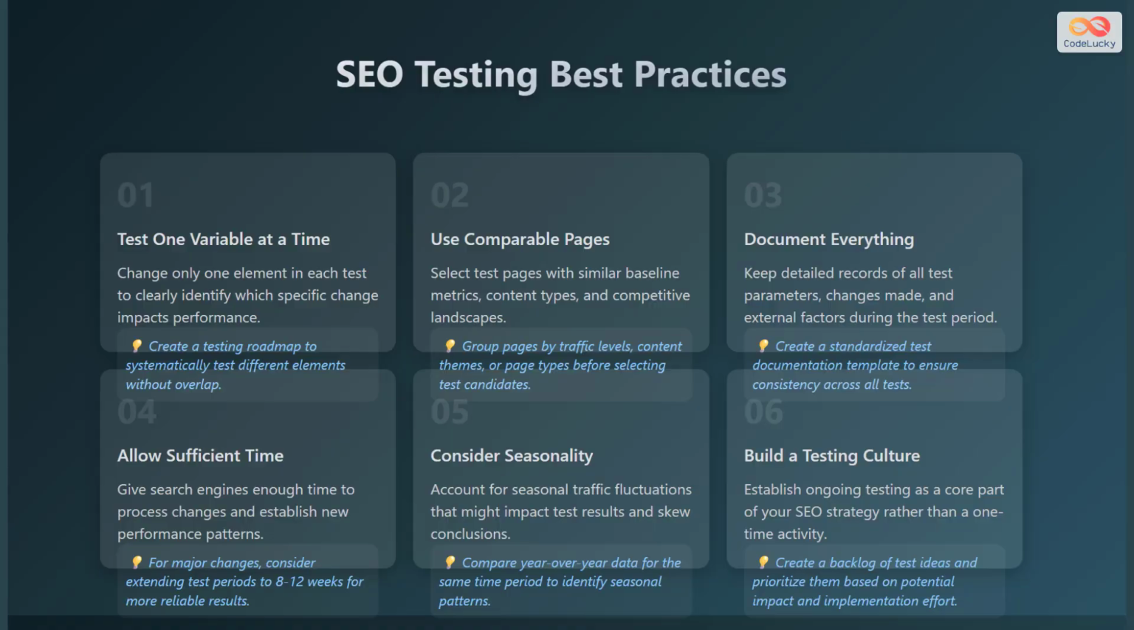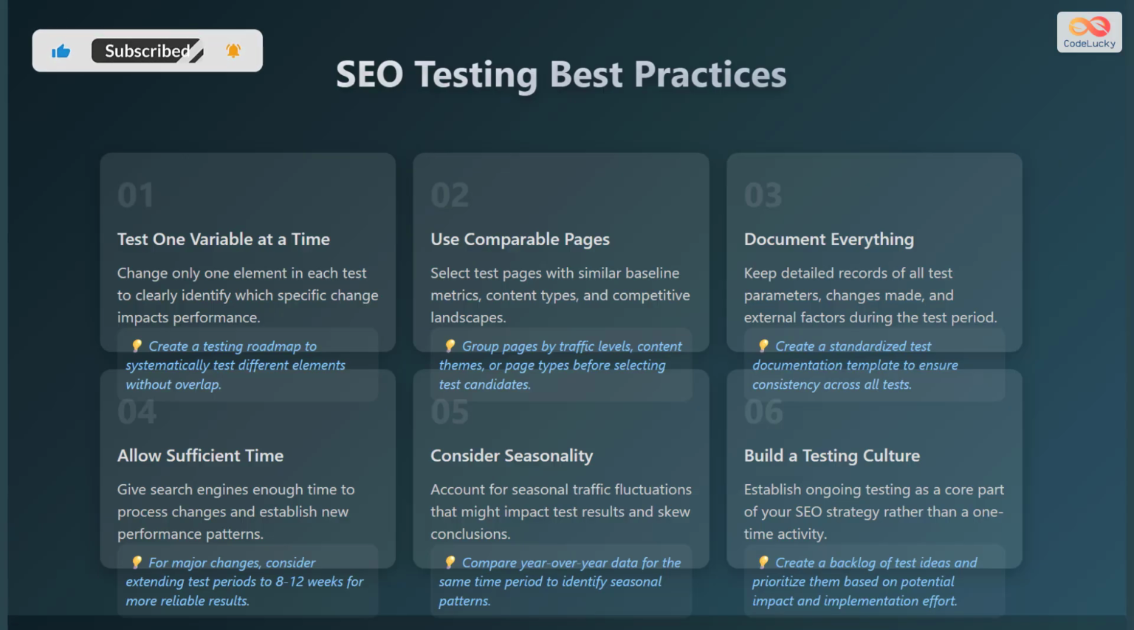To make the most of your SEO testing efforts, here are some best practices. 1. Test one variable at a time. Change only one element in each test to clearly identify which specific change impacts performance. 2. Use comparable pages. Select test pages with similar baseline metrics, content types, and competitive landscapes. 3. Document everything. Keep detailed records of all test parameters, changes made, and external factors during the test period.